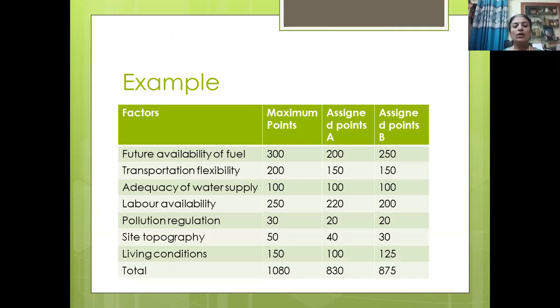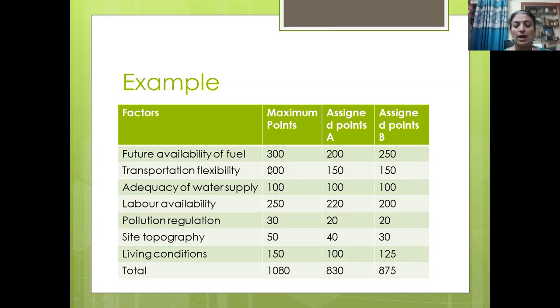Again, let us watch one example and let us understand. See here, the factors are given, that is future availability of fuel. It is one factor. And according to the person who is going to do it, he says that maximum points he can give is 300. As far as the availability of fuel is concerned, he says it is very important. So for me, it is 300 points. And transportation flexibility, it is also very important. So he says I can give 200 out of it. Out of 200, I will give the marks.